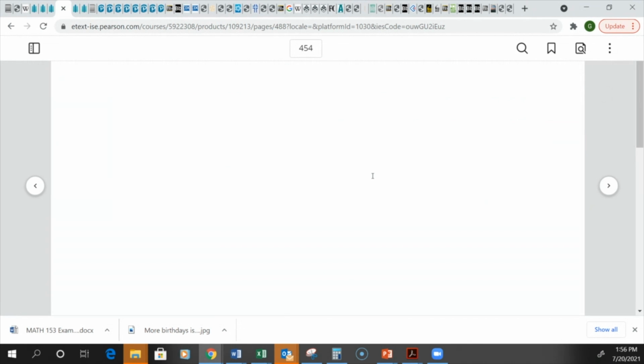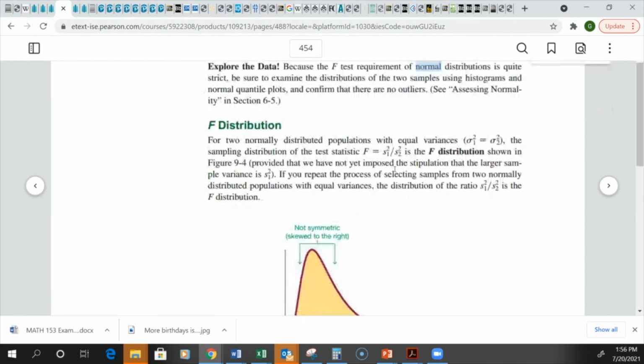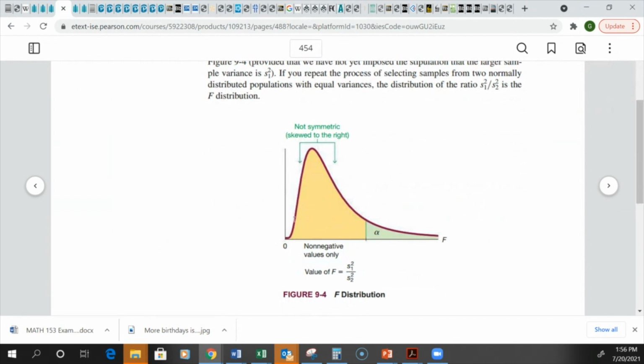The only thing you have to remember is S1 is bigger than S2. And do make sure that you verify that it's normal. Exploratory data analysis. What does the F distribution look like? And those of you who've been paying attention, you think, that looks like a chi-squared. It looks a lot like a chi-squared. And if this wasn't labeled, you'd say, oh, that's a chi-squared. But it isn't. It's not symmetric. It's always right skewed.